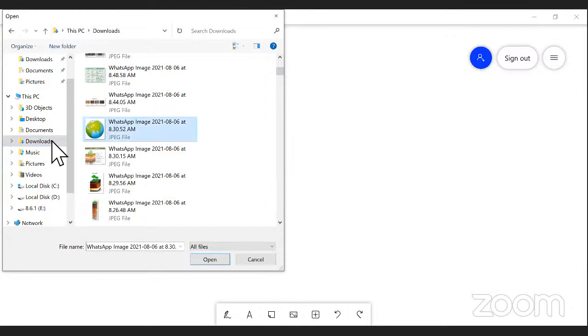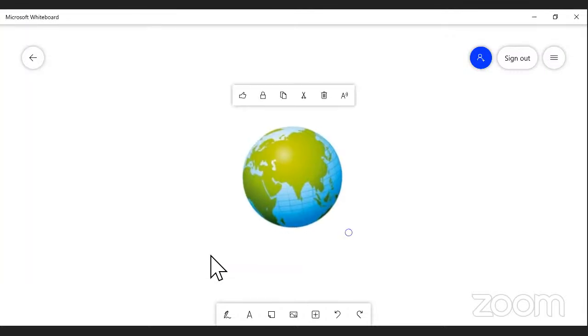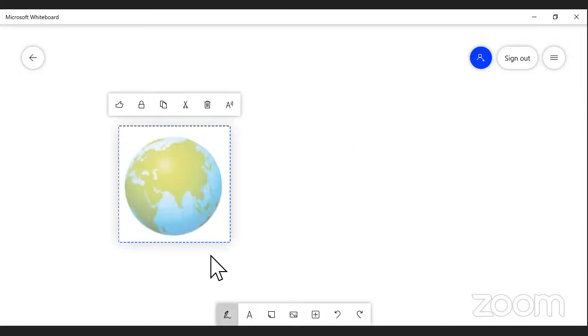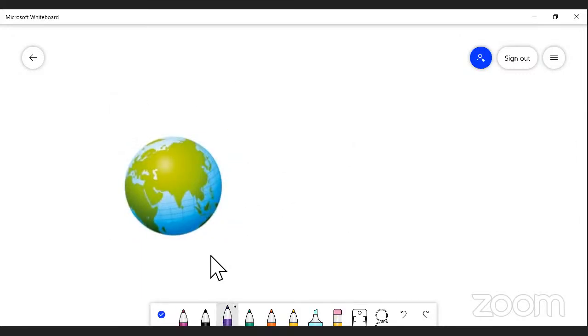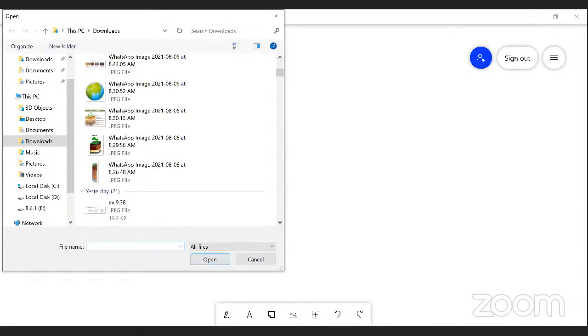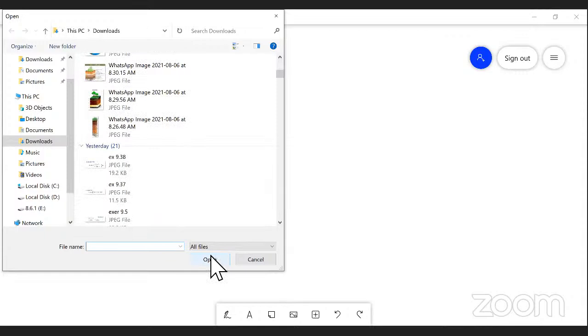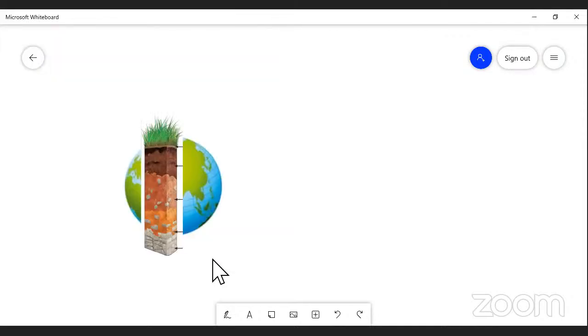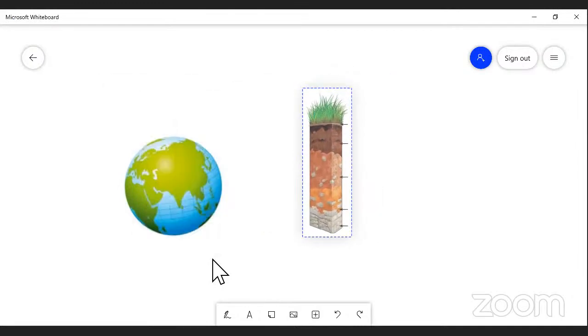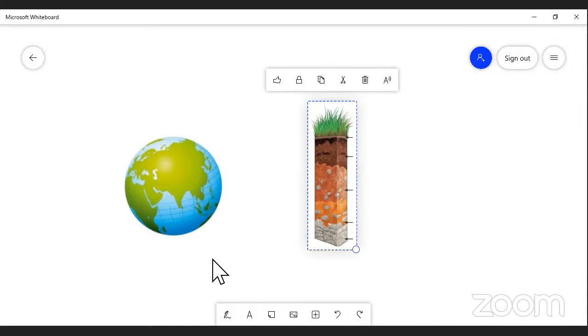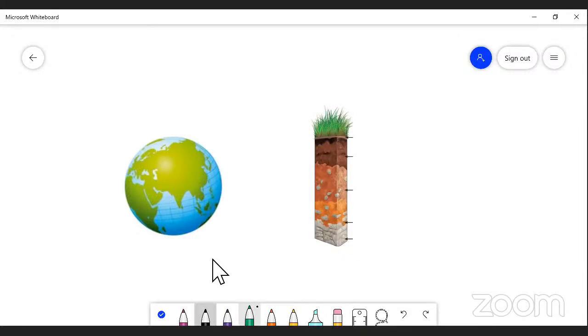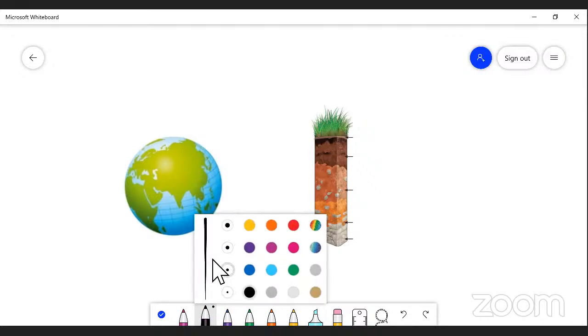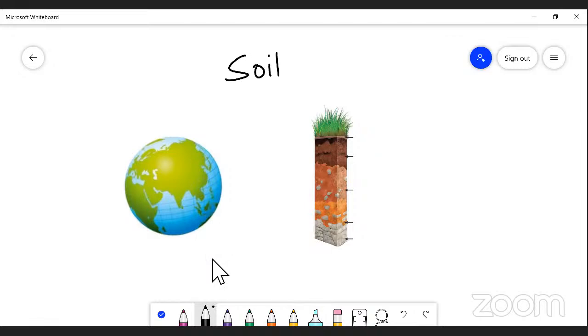Now, if you take this as the earth, right? All the living organisms are found on the surface of the earth. And when you take a small portion from the earth, you can see the soil as it is. I have taken a small portion from the earth, right? Before that, I must introduce what is soil. Actually, soil is the superficial layer of the earth, right? I'm talking about soil profile.